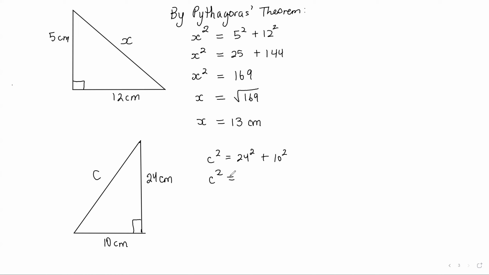576 plus 100. That would be 676. Beautiful. So then C would be equal to the square root of 676, which is 26. So C is 26 centimeters.